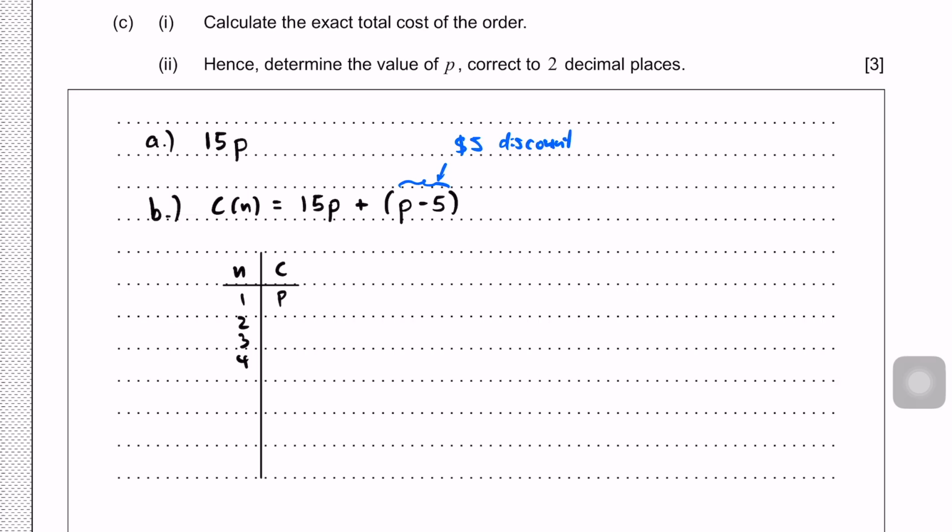This is just going to be p. And then 2 hats is 2 times whatever the price is. 3 hats times whatever the price is. 4 hats times whatever the price is. And we keep on going all the way up to 15. And this is just 15p.